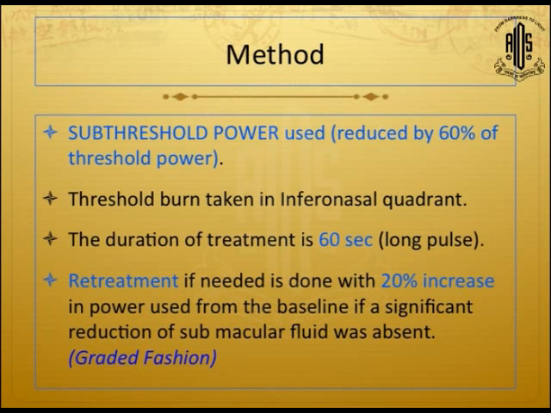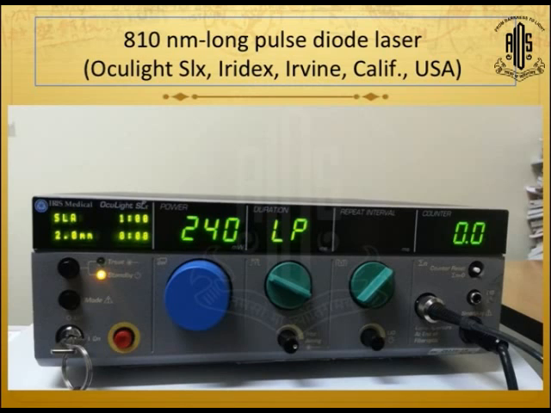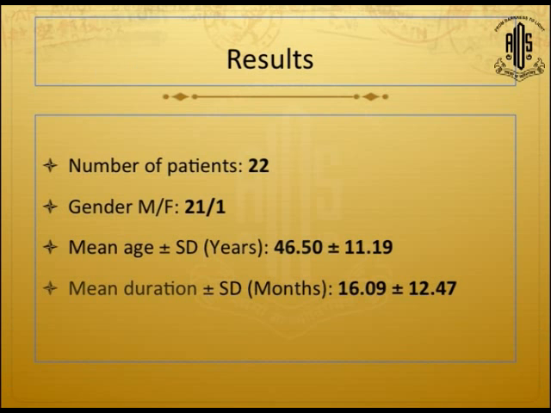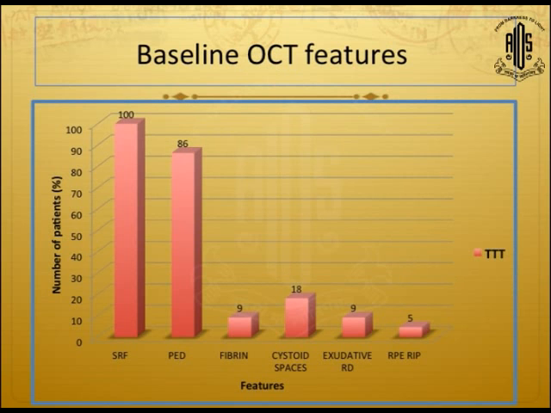So this is what we call a graded fashion. That's the machine we use, with a power of 240 and a long pulse with a 60 seconds duration. We had around 22 patients in this group, whose mean age was 46.5 and mean duration of CSR was 16 months. That's a pretty long chronic CSR patient group.